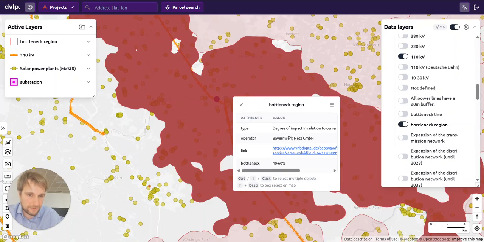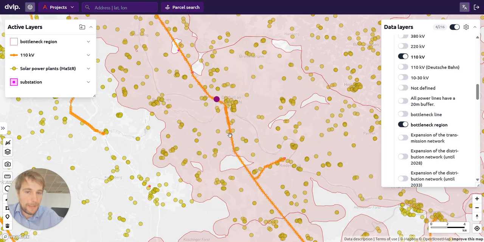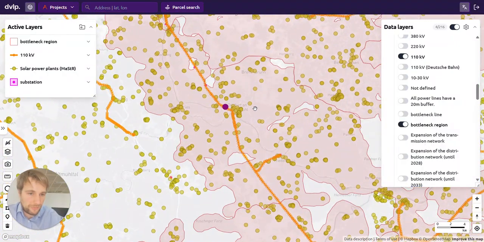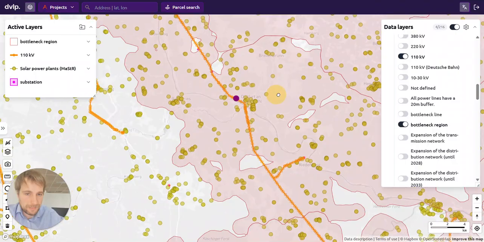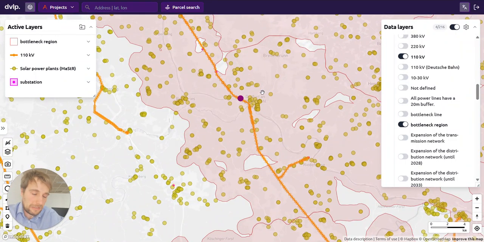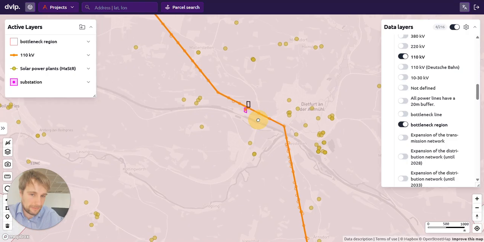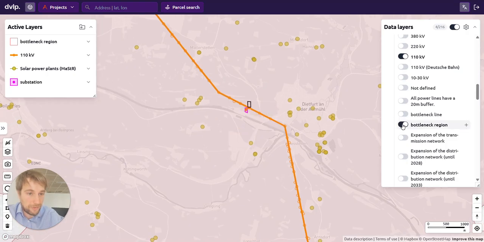And in this case, we have an impact degree of 40 to 60%, meaning that 40 to 60% of the grid here is affected by a bottleneck, which is, let's say, not unusual, of course, for South Germany, but at the same time rather on the higher end, and in this case also confirming the indicators that we already saw before.